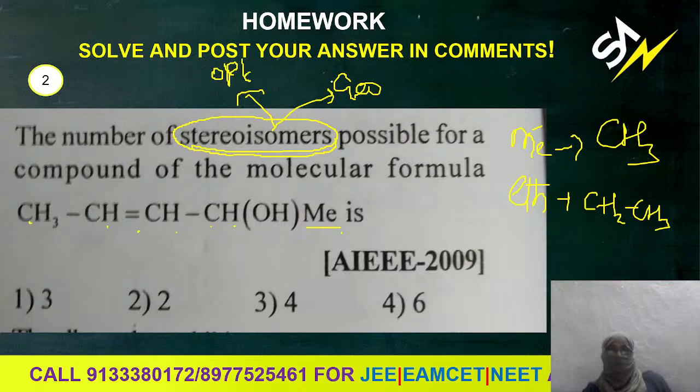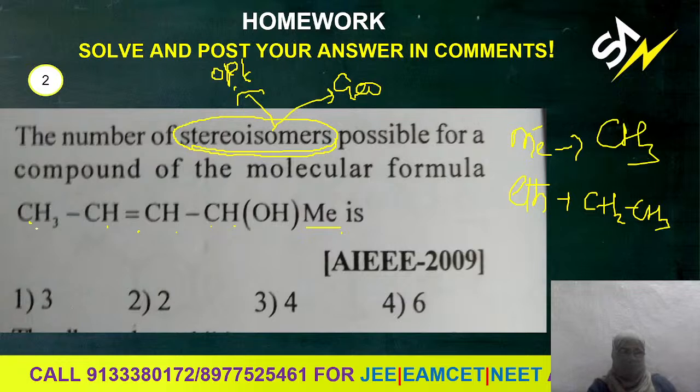So, what do you think? Does this molecule show both optical and geometrical? For geometrical, there should be a double bond. There should be 4 groups attached, out of the 4, 2 should be different. I think a double bond is found here. That means it will show geometrical also. And for optical we want a chiral carbon. Do you think there is a chiral carbon here? Let me just check whether it has a chiral carbon or not.